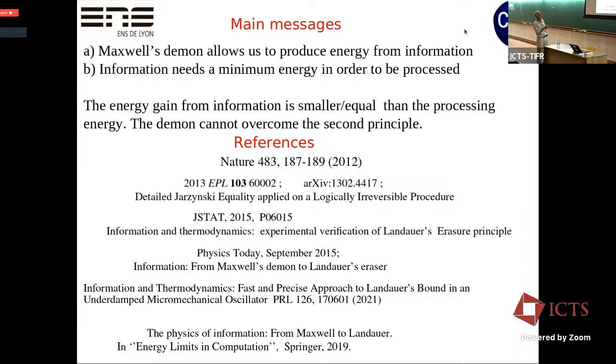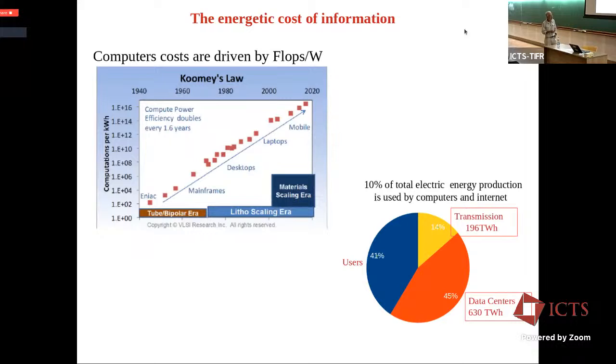And the demon of course cannot overcome the second principle, in the sense that in any case the energy that you need in order to analyze the information is larger than the energy that you produce from your system. This is okay.